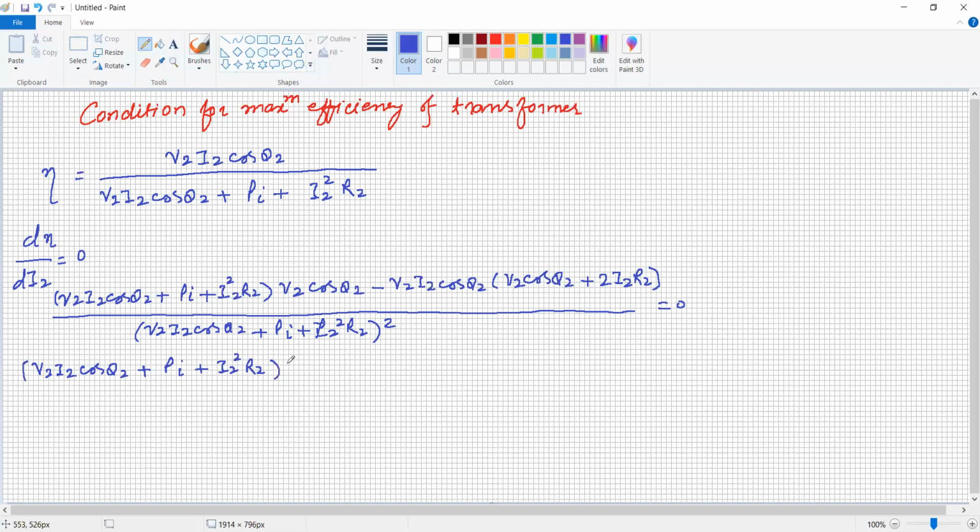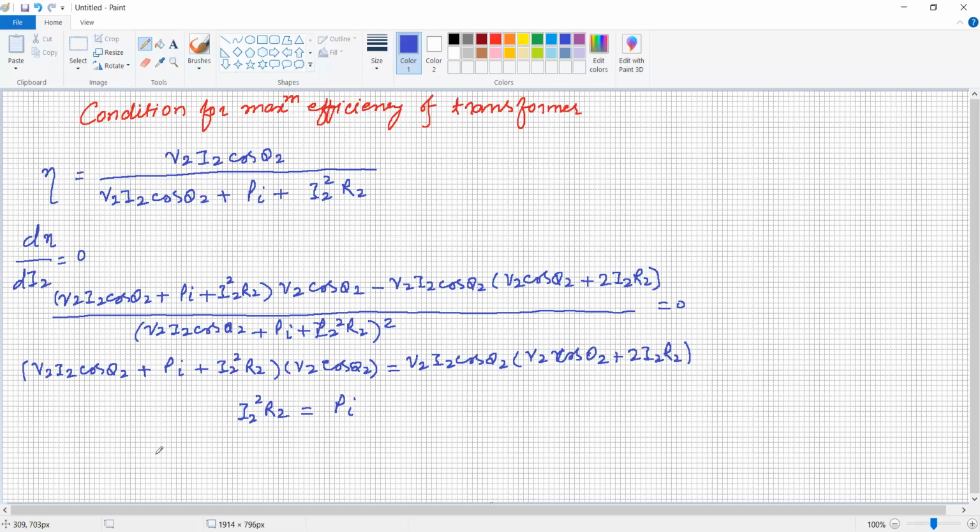Now, if you write this equation as V2 I2 cos theta 2 plus Pi plus I2 square R2 in one bracket times V2 cos theta 2, minus V2 I2 cos theta 2 into bracket V2 cos theta 2 plus twice I2 R2, then by solving this equation we find that I2 square R2 is equal to Pi.